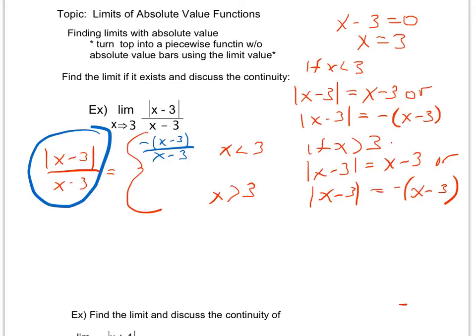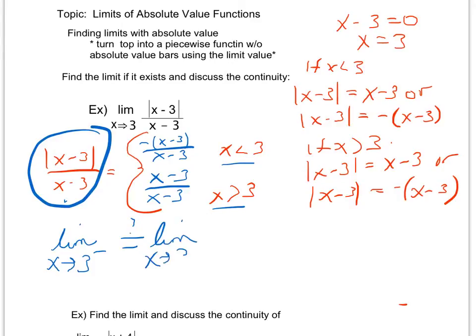So it looks like as long as my values of x are greater than 3, these absolute value bars are not necessary. So I can say that again, this function here is equivalent to, if x is greater than 3, just x minus 3 over x minus 3. Now I can go ahead and try to find my limit. As x gets closer and closer to 3, the only way my limit exists with piecewise functions is that the left-sided limit is the same as the right-sided limit. So I'm going to say, is the limit as x approaches 3 from the left equal to the limit as x approaches 3 from the right?